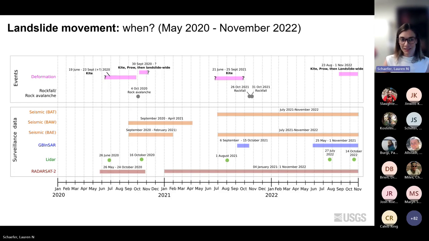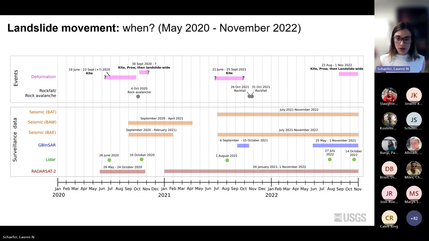This is a good time to point out that this is a really challenging environment to work in. The landslide itself is extremely steep. There is very little bedrock exposure. It's hard to land a helicopter anywhere or to install instrumentation. Like I said, there's tons of surface activity, so instrumentation on the landslide doesn't last very long. In fact, this seismic station BAW was taken out by rockfall activity. So there is no longer any seismic stations on the landslide itself, but there's others that were installed around.